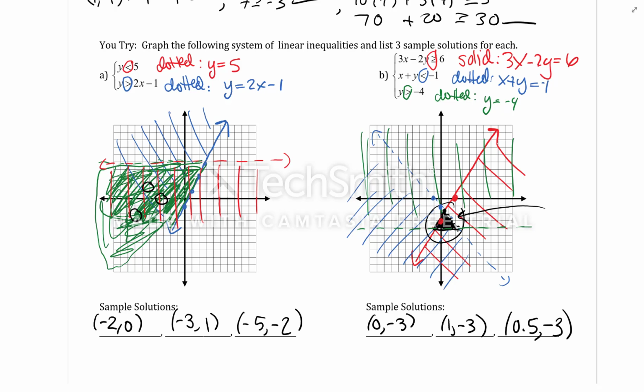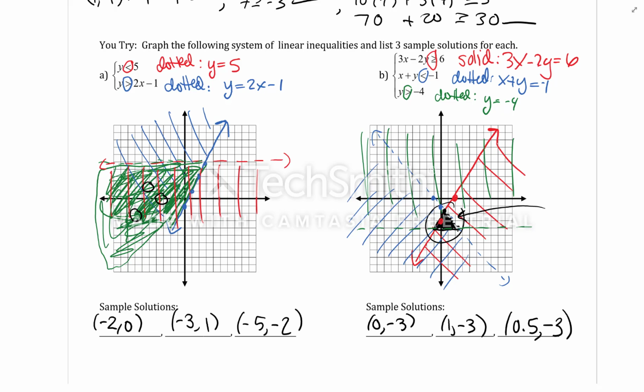For B, you have 3 different equations. The first 2 are slanted. The first one is solid, and that one had an x-intercept of 2 and a y-intercept of -3. The second one is dotted, and it had x and y-intercepts of -1. And the last one's horizontal down here at -4, and you shade above. So this one ended up being just a super tiny little triangular area that was at the same time below the red line and the blue line. So it had to be below both lines and above the horizontal line. So it just made this little triangle.